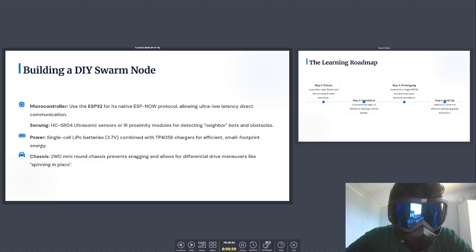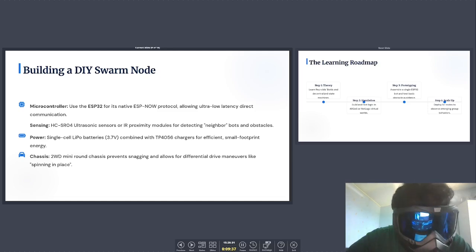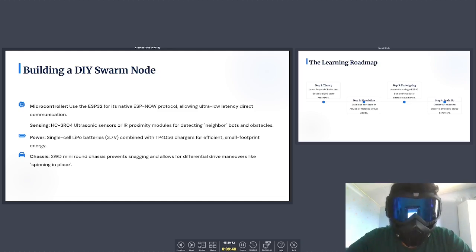Then we look at building a DIY swarm node. First, we use a microcontroller, the ESP32, for the native ESP-NOW protocol, allowing ultra-low latency direct communication. Then we also use sensing, for example, HC-SR04 ultrasonic sensor or IR proximity module for detecting neighbors, bots, and obstacles. Power: single cell LiPo batteries, 3.7 volts, combined with TP4056 chargers for efficient small footprint energy. Then we have chassis. A 2WD mini round chassis preventing snagging and allowing differential drive maneuvers like spinning in place. As you know, this is quite interesting, but I choose my own design, so that can change.